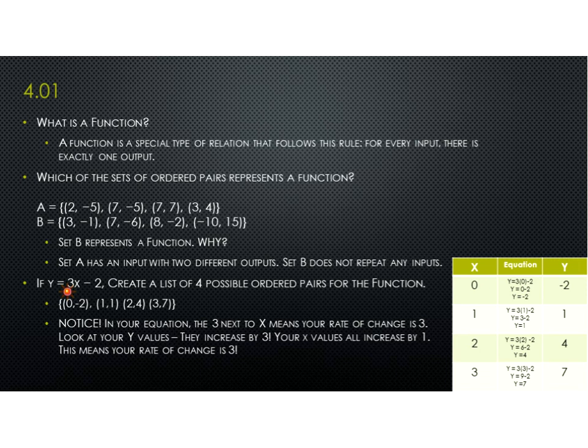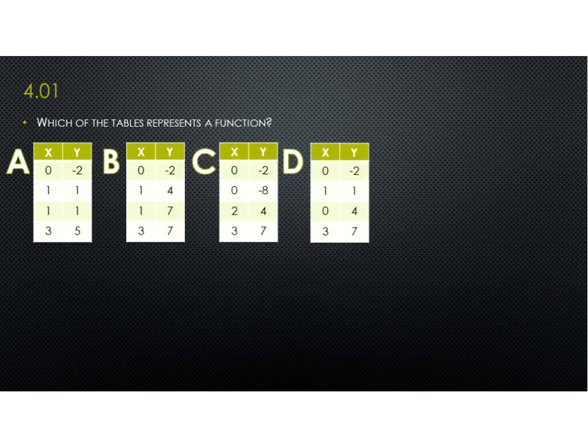And if you look at your table, it makes sense. -2 to 1 is a jump of 3. 1 to 4 is a jump of 3. 4 to 7 is a jump of 3. So your change in y is 3. Your change in x is 1, so 3 over 1 is your rate of change, which is 3, which is what's in your equation. All right, which of these tables represents a function? Type it in the chat box and let me know.